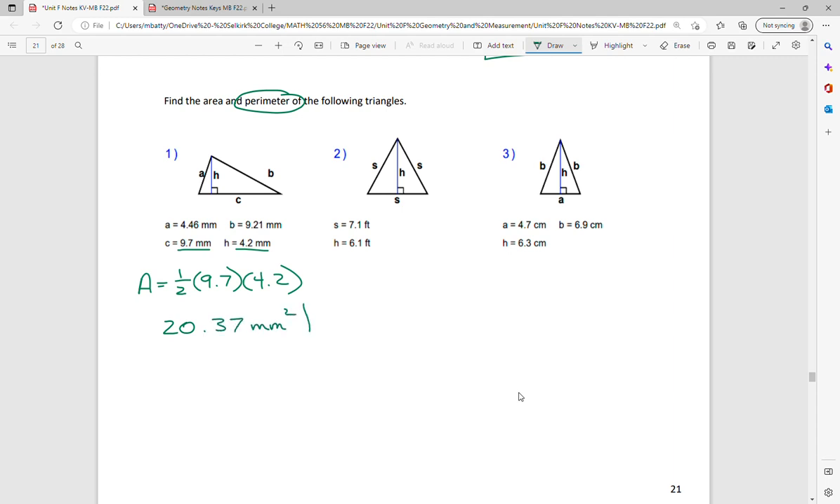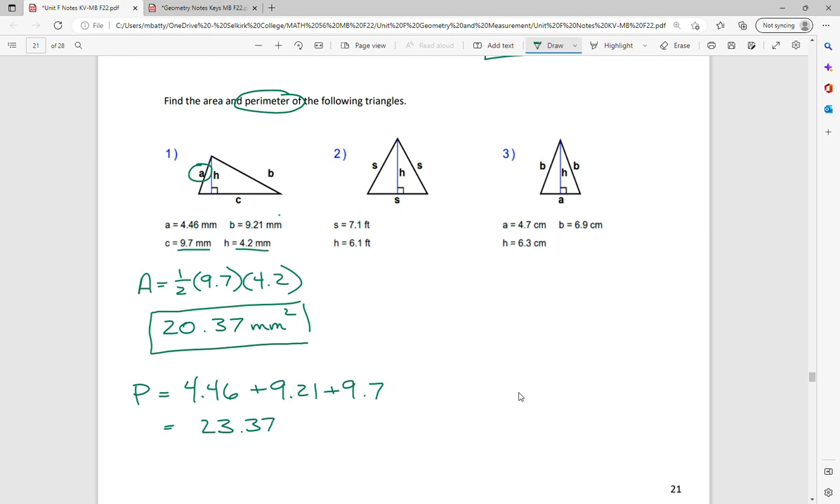And then the perimeter, again, trying to read this and figure out what the lengths are. A is 4.46 millimeters. B is 9.21. I'm just reading them off here. It's much easier when they're labeled on the shape, but that's okay, we can manage. And C is 9.7. So the perimeter of this works out to 23.37, not millimeters squared, just linear millimeters.